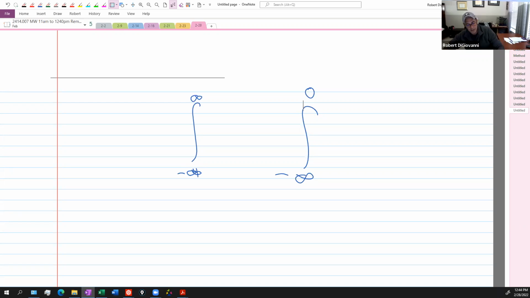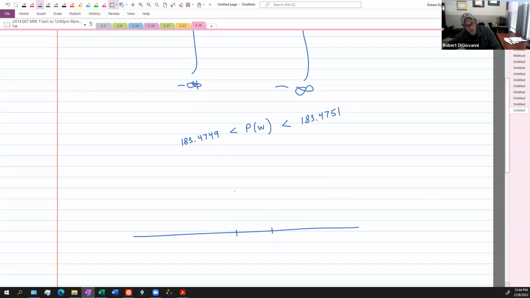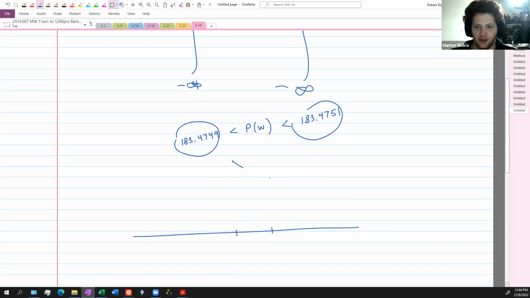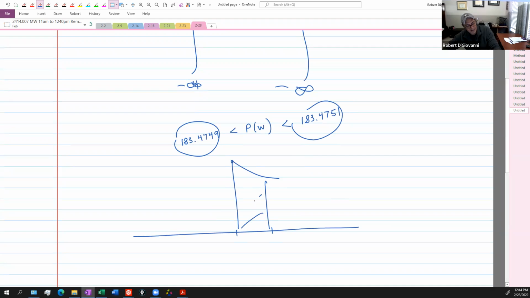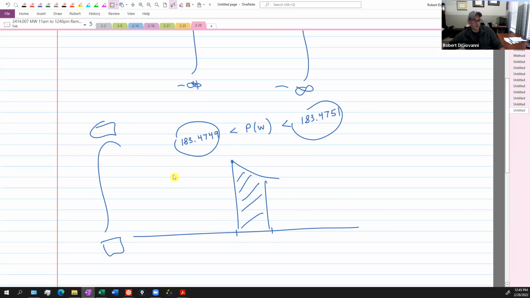So maybe you say, what's the probability that your weight is between 183.4751 and 183.4749? Then on the graph, you have those 2 points, and you've got some function out between them. Now you can find the area, and that area will represent that probability. That's just the definite integral from those 2 numbers, which you should be able to do.